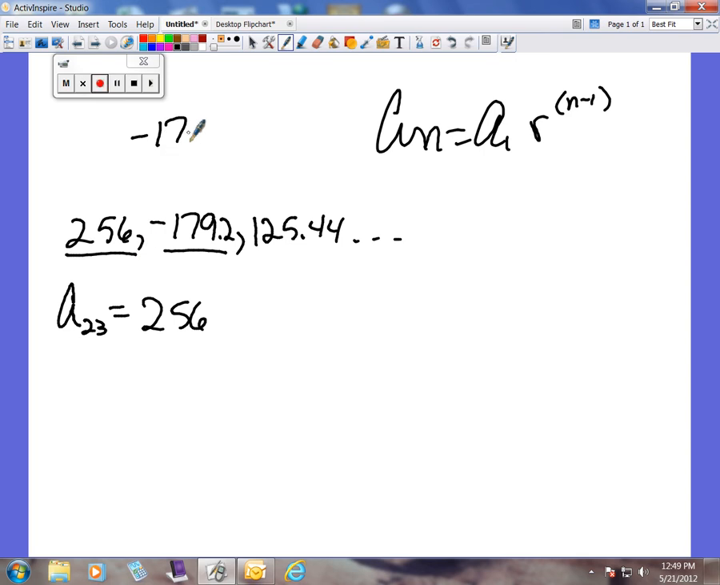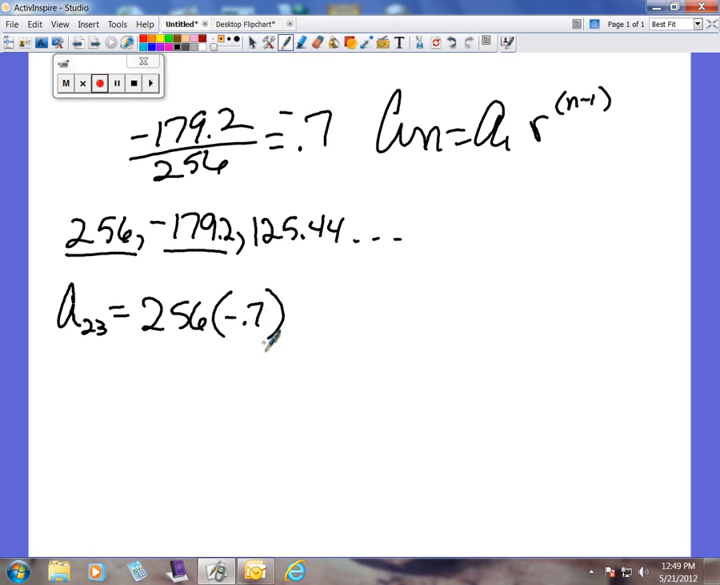Take this divided by this. Well, the only time I leave it in fraction form is if some of the numbers in the sequence are in fractions. They don't use decimals. But here they're using decimals, aren't they? So we can do it as a decimal. We can go ahead and divide it. So you've got this divided by 256, the previous term. And that should come out to negative 0.7. Is everybody okay with that? So that's our R. That goes in for R in the formula.